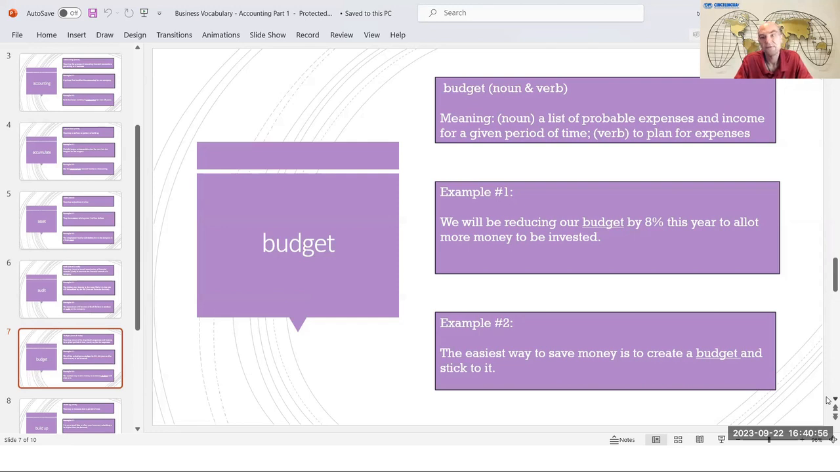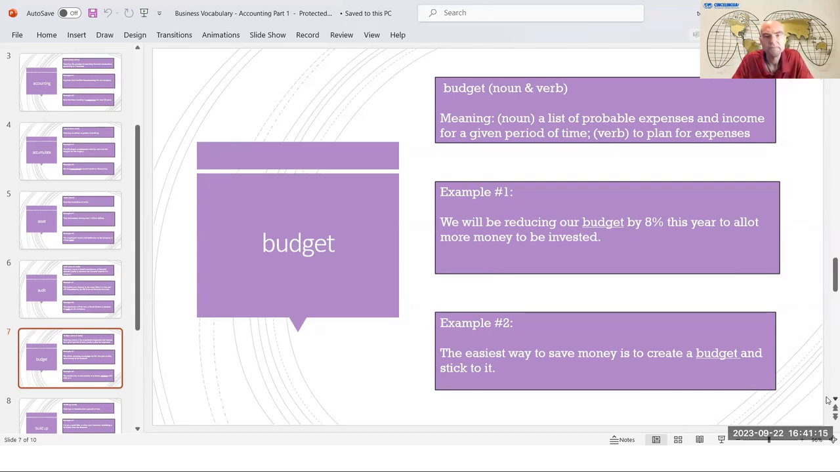Now, when it is a verb, it means to plan for expenses. Okay, you have to budget for a particular expense. Okay, that's when it's used as a verb.